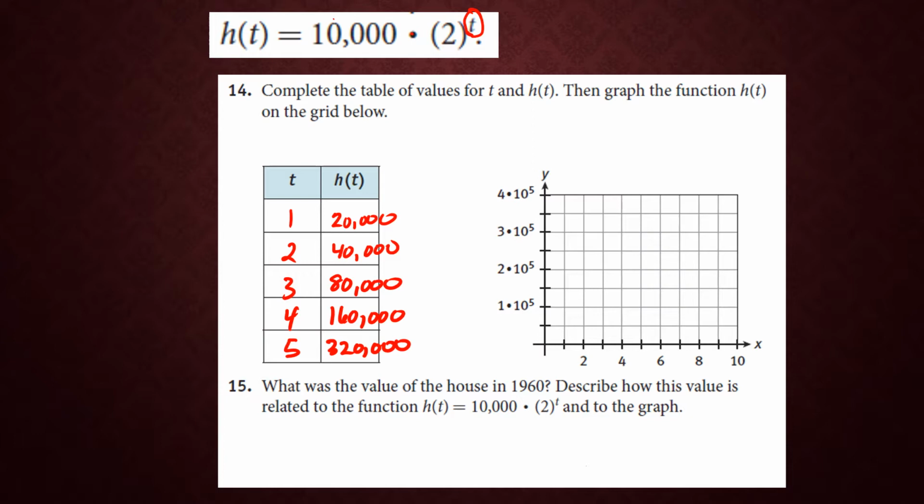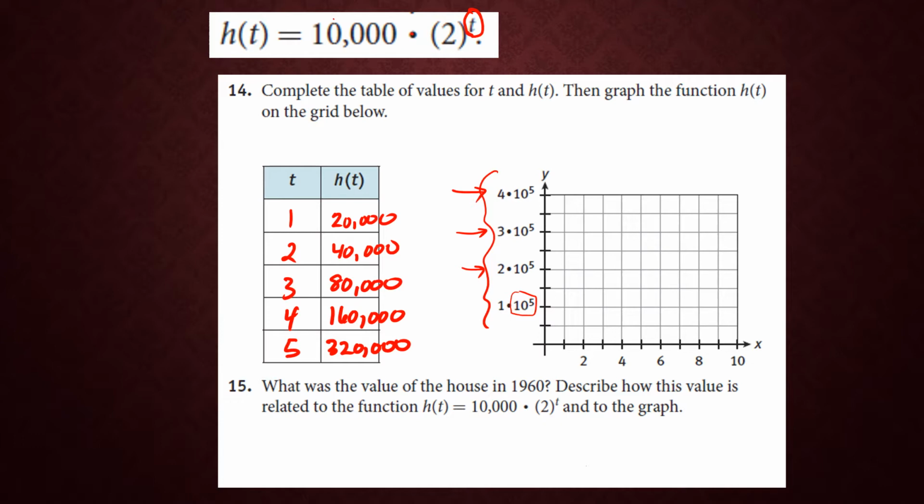So at 1 decade, I can't quite figure out why they chose this for the scale for the outputs, but 10 to the 5th power is 100,000. So this is 100,000, this is 200,000, 300,000, 400,000. Just a little bit of strange choice there.